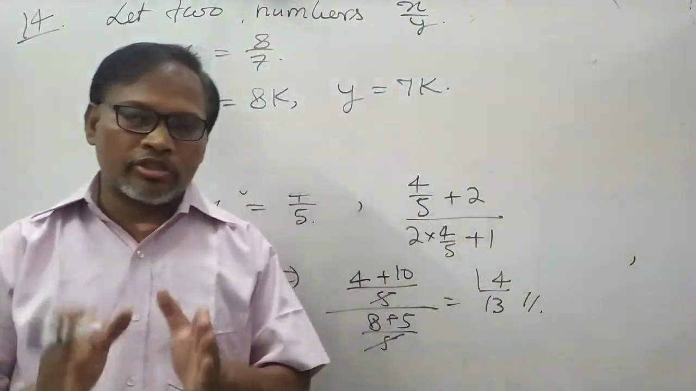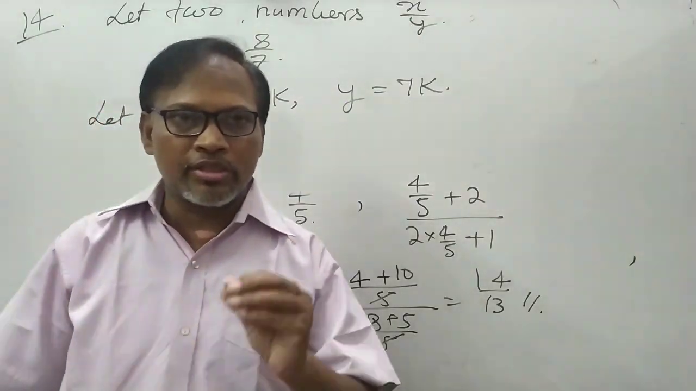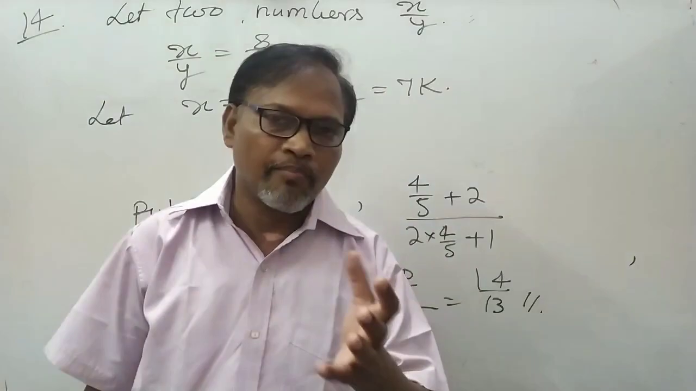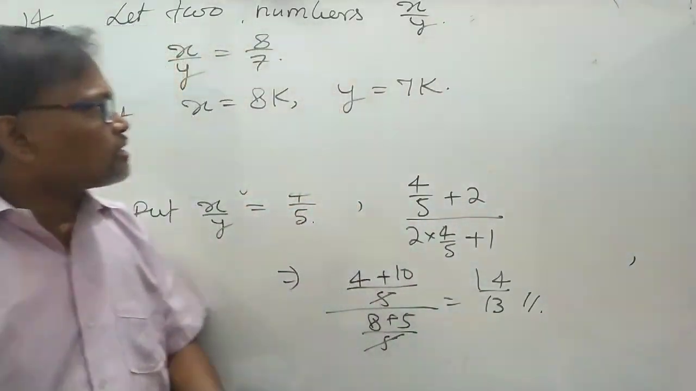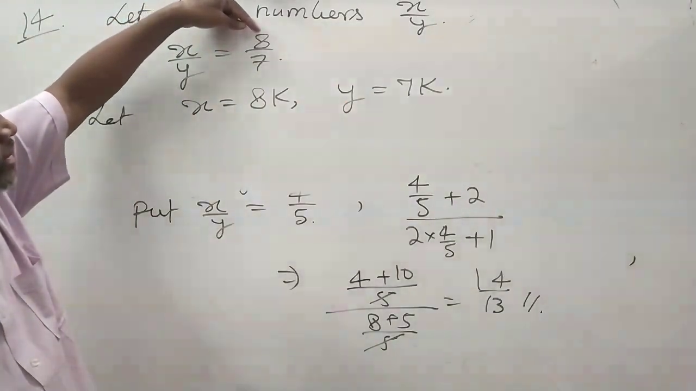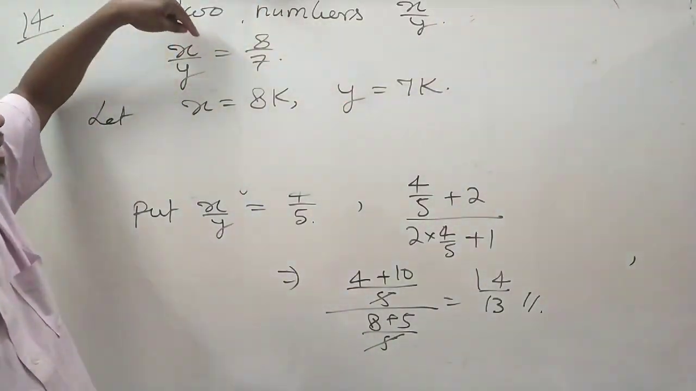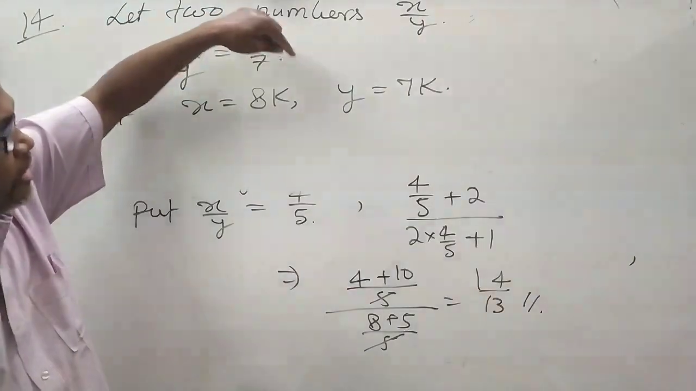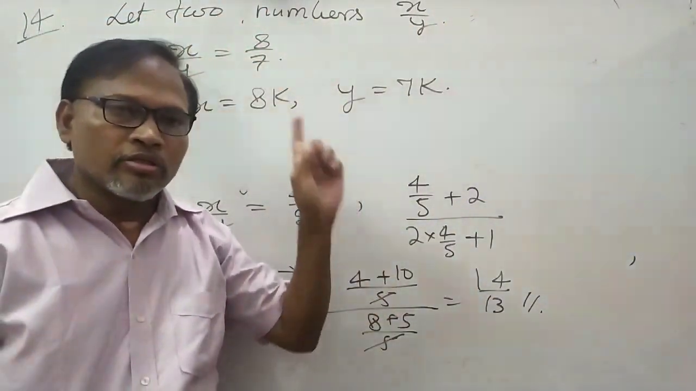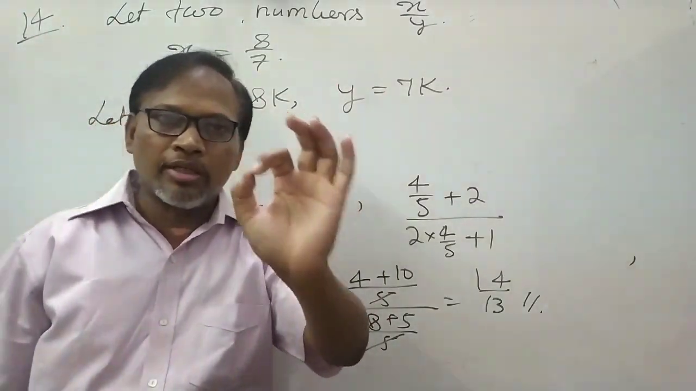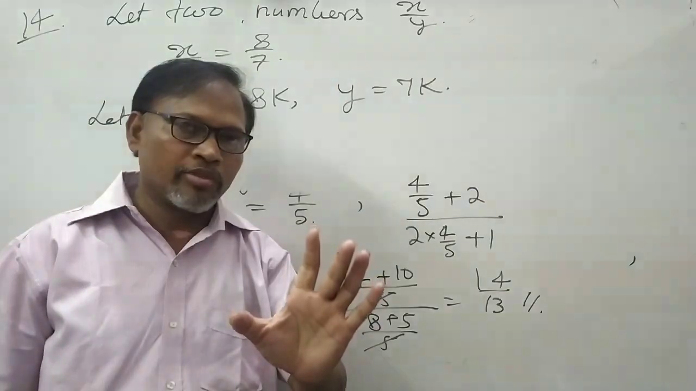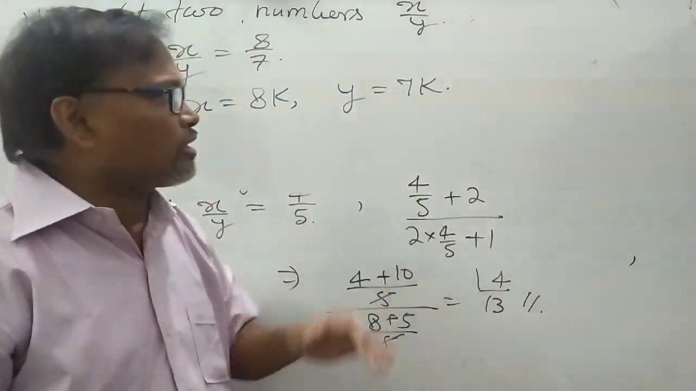Whenever you get a ratio, if you want to do it the simple way, just let x be 8k and y be 7k in this ratio. If you write x is equal to 8 and y is equal to 7, that is wrong. You have to write it with one constant multiplied, because it is a ratio in simplest form.